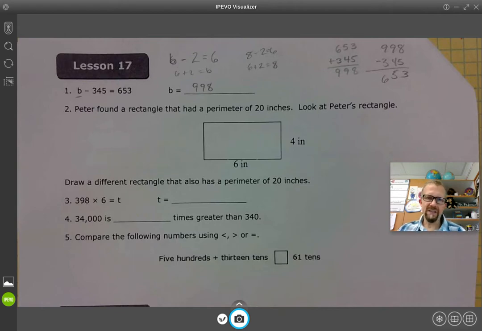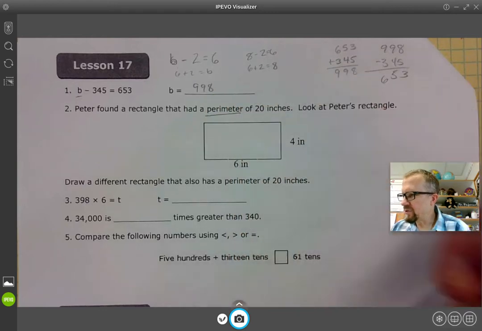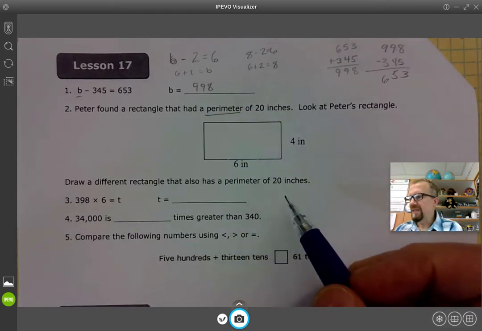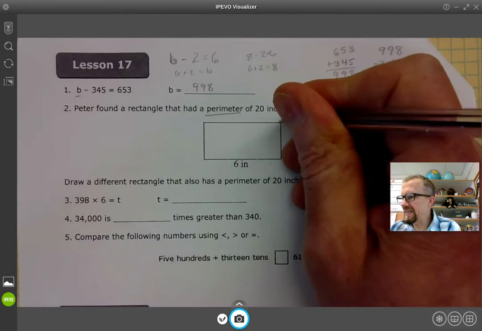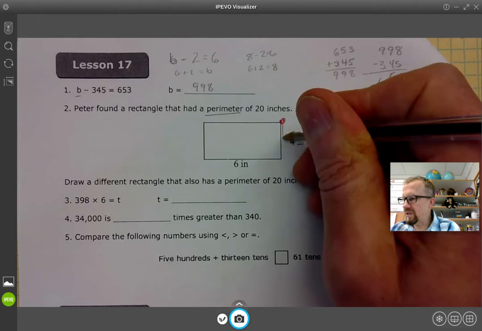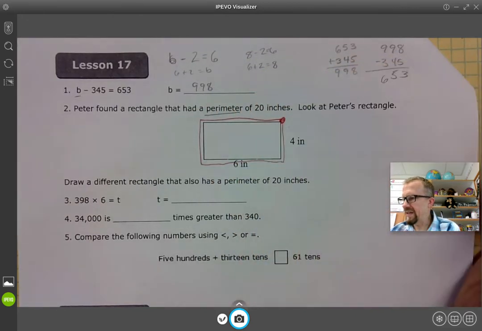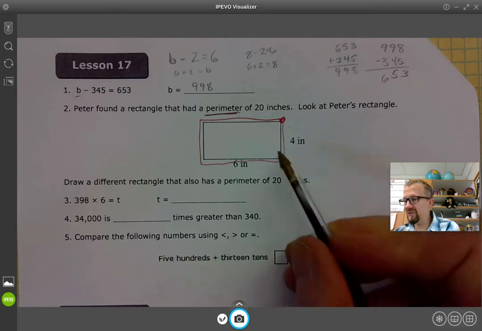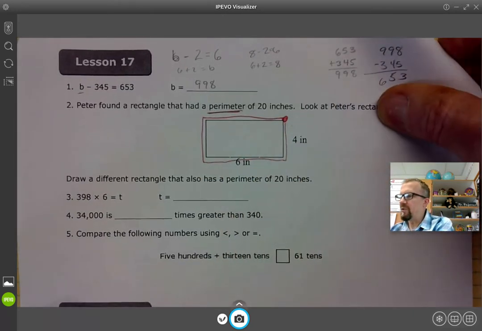So number 2, Peter found a rectangle that had a perimeter of 20 inches. And here is Peter's rectangle for us to look at. So perimeter means the outside edge. It means if you were to start right here and you were to walk all the way here to here to here to here, all the way around, that is perimeter. Okay, we're not talking about area, the squares inside. We are talking about the outside edge, which is the perimeter.